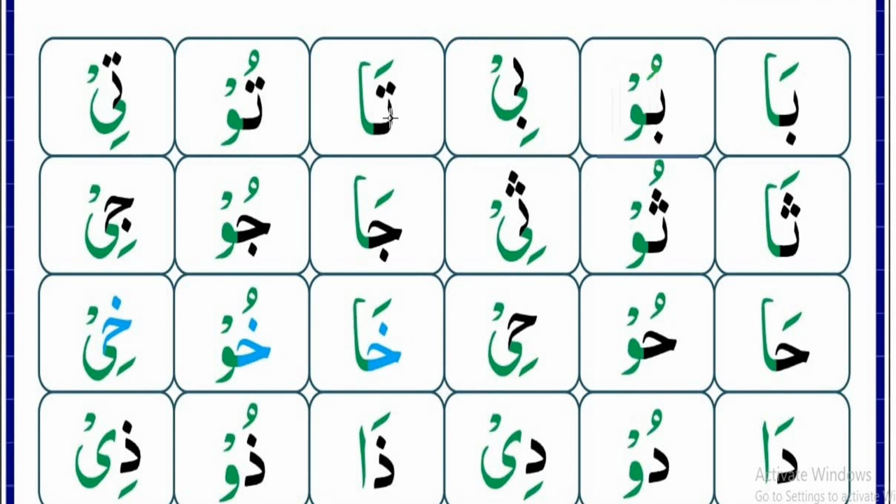Okay, so now let's read the rest of the letters. Now here the letter is ta. So now alif, waw, and ya would stretch the sound of ta. It's ta alif fatha ta, ta waw dhamma tu, ta ya kasra ti, ta tu ti. Tha alif fatha tha, tha waw dhamma thu, tha ya kasra thi, tha thu thi.